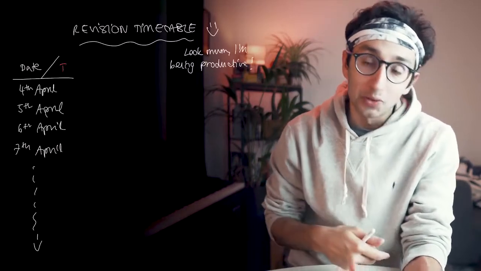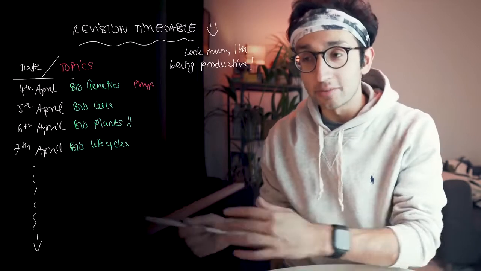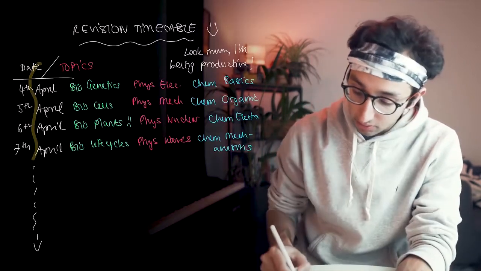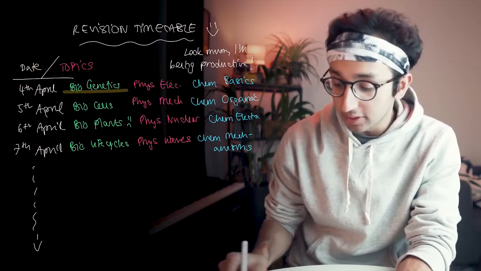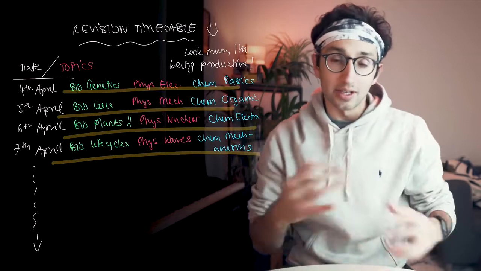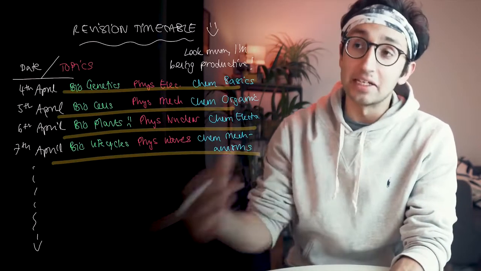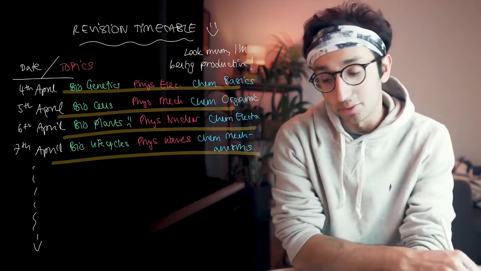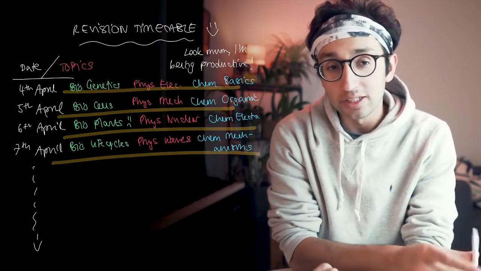Prospective means looking forward, and retrospective means looking back. And what most people think of as a revision timetable tends to be prospective, so it tends to look something like this. You've got your dates down one column, and then you've got the topics that you're going to revise each day in your rows. And the idea is when you're making these, you'd predict in advance what kind of topics you want to be doing. But this method has some problems, and I used to use this when I was pre-GCSE.